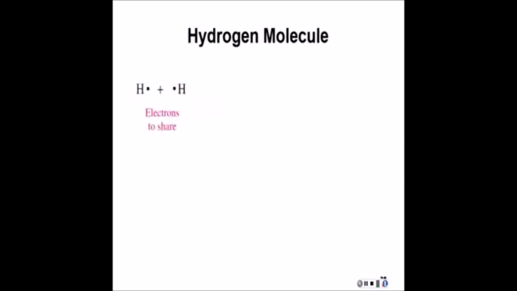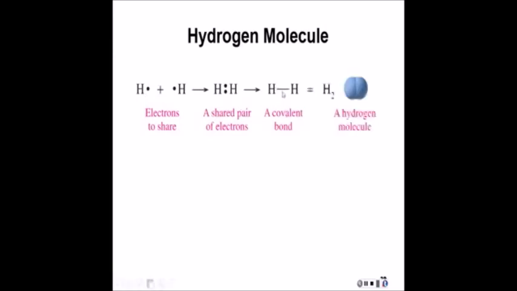Let's start off then with hydrogen. Two hydrogen atoms would have one dot each for electron dot symbols, so they could share these two electrons. And we replace the shared electrons with a dash, that's the covalent bond. And this gives us a hydrogen molecule.